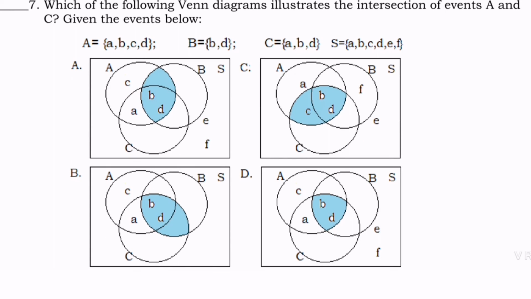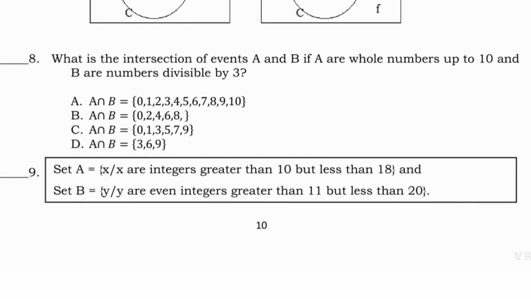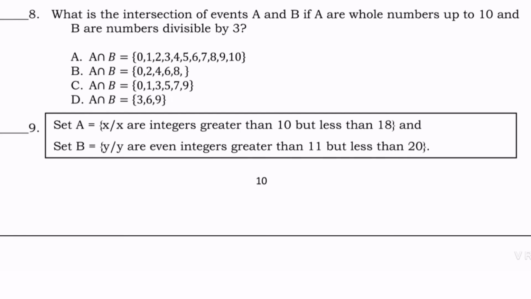Number 7. Which of the following Venn diagrams illustrates the intersection of events A and C, given the events below? Sample space: A, B, C, D, E, F. The answer is C. Number 8. What is the intersection of events A and B if A are whole numbers up to 10 and B are numbers divisible by 3? The answer is D.